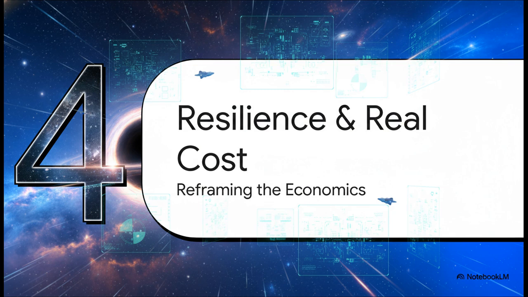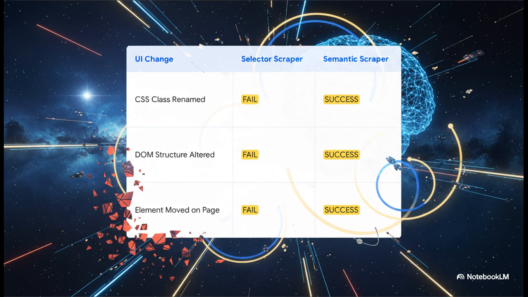So, okay, the semantic pipeline is resilient. That's great. But is it practical? Let's talk about the real value here and completely reframe this conversation around cost. This table really says it all. The very things that kill a traditional scraper, a renamed class, a different DOM structure, a moved element, they are completely irrelevant to a semantic scraper. As long as a human being can look at the page and figure out what the price is, the LLM can too. The meaning survives even when the structure changes completely.